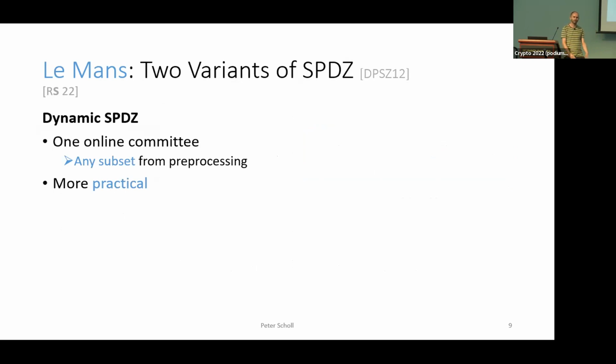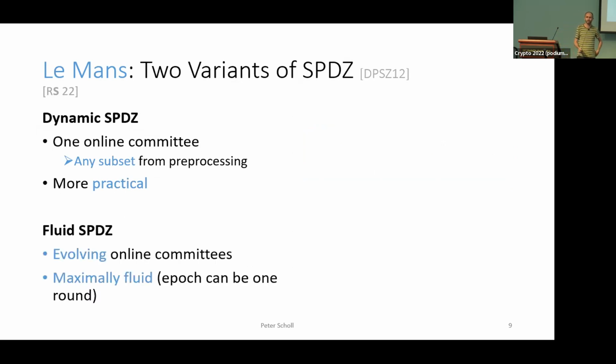And this is a more practical line of work and can essentially be seen as something that allows potential dropouts between the pre-processing and the online phase in SPDZ. The second protocol, which we call Fluid SPDZ, is more general and also allows the online participants to evolve by changing the committees across these epochs, as in fluid MPC.